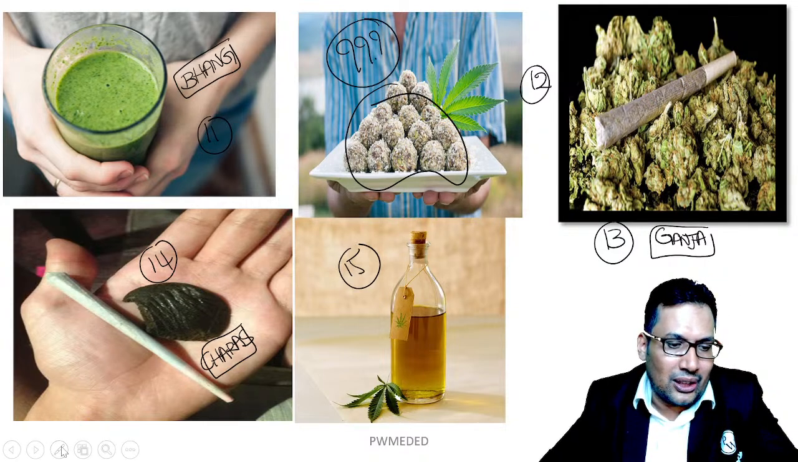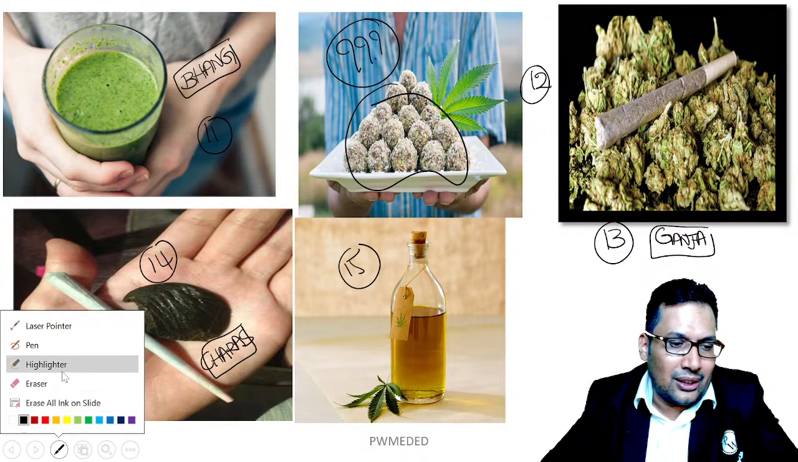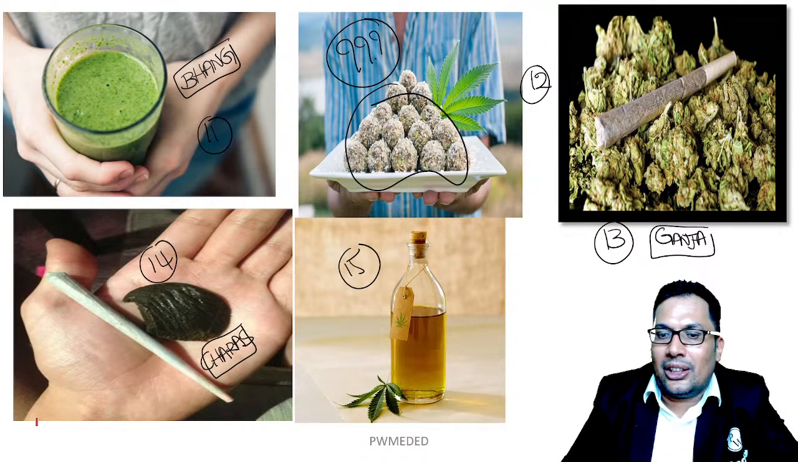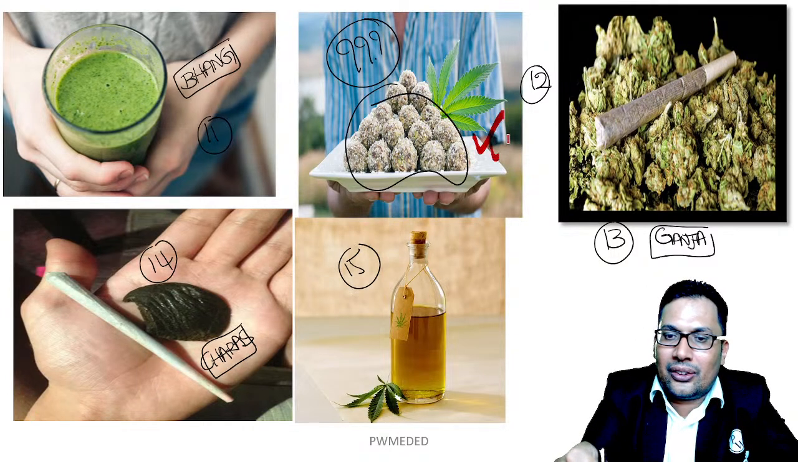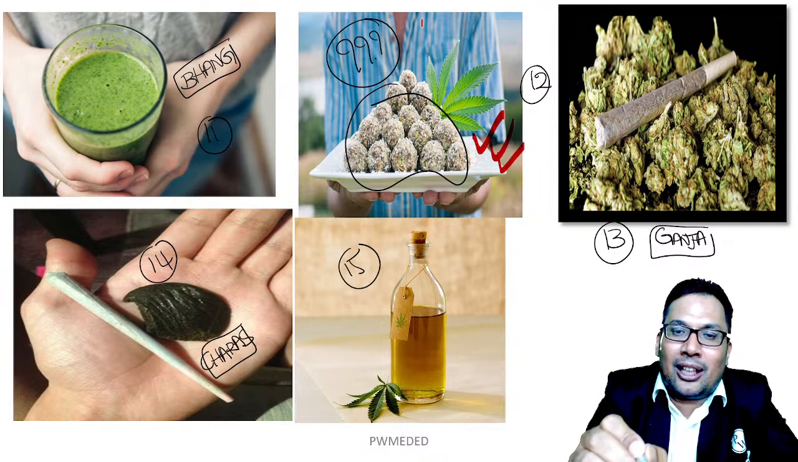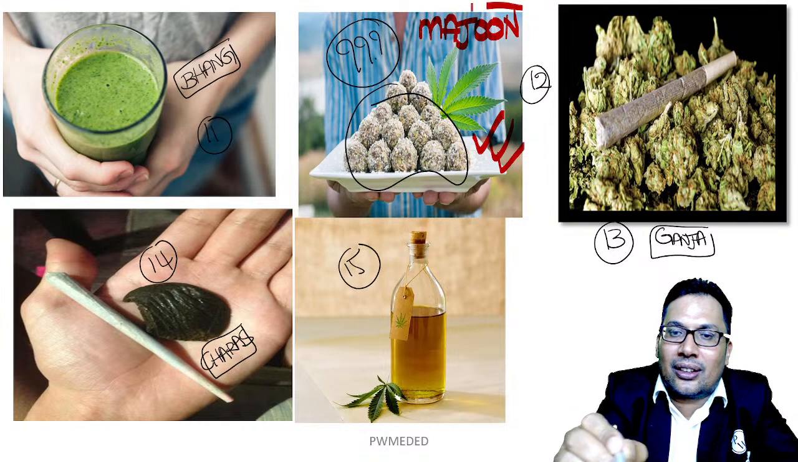Anyone, can you guess what is this? Yes, come on. 12. Laddu. I know laddu, okay, fine. So what is that? Sweet prepared from cannabis. Mazoon. So mazoon is the correct answer.